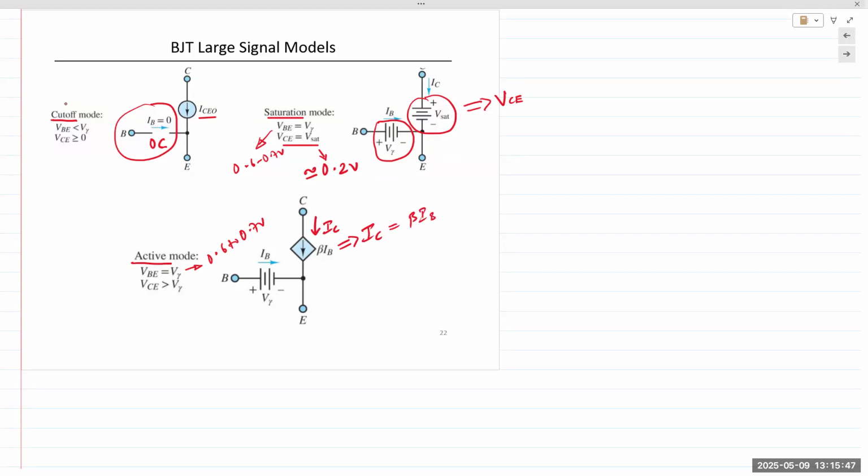Remember, in saturation, the current does not change; it remains at a fixed level. Here, it depends on the value of the base current. In saturation mode, the base current could vary, but the output current is saturated, so it would not change. So the current gain, or this expression, is not true in saturation.